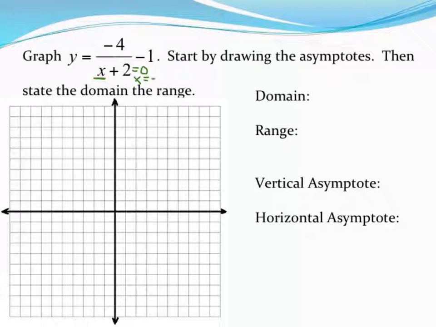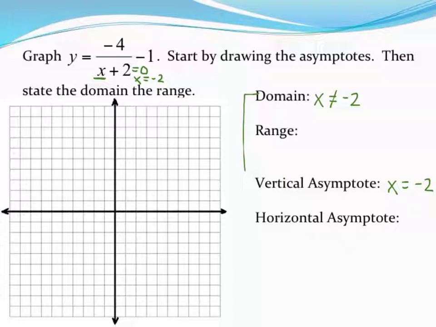Solving that gets me x equals negative 2, which tells me actually what I don't want x to be. That tells me my domain is x cannot be equal to negative 2. If I were to plug in negative 2 for x, negative 2 plus 2 is 0, and I cannot divide by 0. That'll also tell me the equation of the vertical asymptote. That's going to be at x equals negative 2.